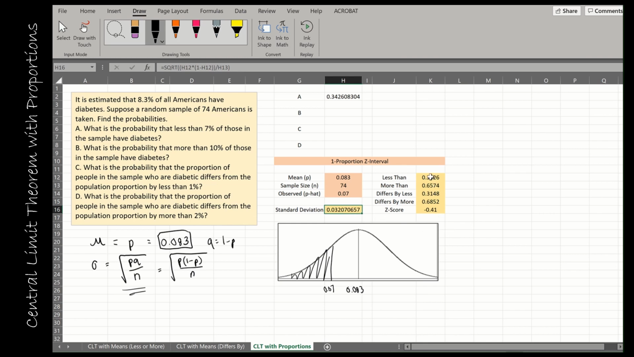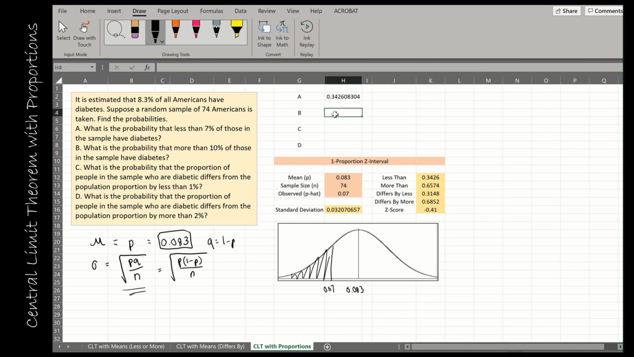So I could have just done it as part of this as I did up here, but I didn't want to do that. I just did a separate calculation to make it easier. And then notice for less than, I'm using H14, which is my observed value, and then mean, and then standard deviation, and then 1. So I'm doing the exact same thing.